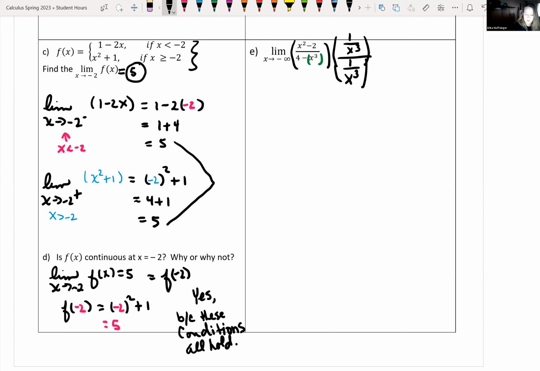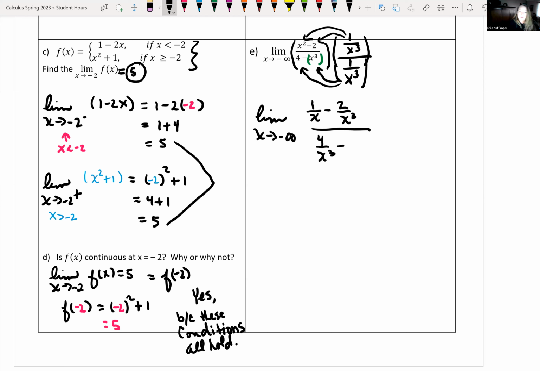If we multiply both the numerator and denominator by this 1 over x cubed, our fancy 1, then notice that we'll get the limit as x approaches -infinity of, we would have an x squared times a 1 over x cubed. That's an x squared over x cubed, which reduces to a 1 over x, minus distributing this 1 over x cubed to the 2, we get 2 over x cubed, all divided by, distributing this in the denominator, this 1 over x cubed times 4 is 4 over x cubed, minus an x cubed times a 1 over x cubed reduces to a 1.